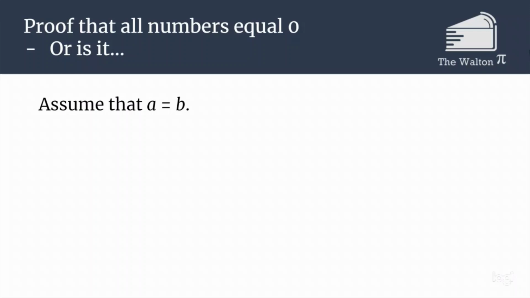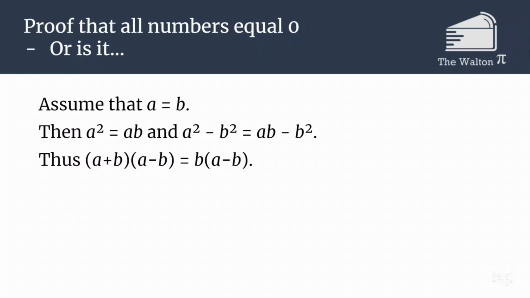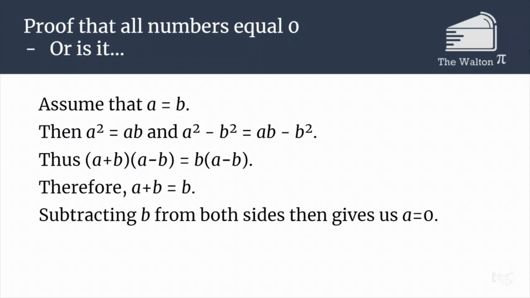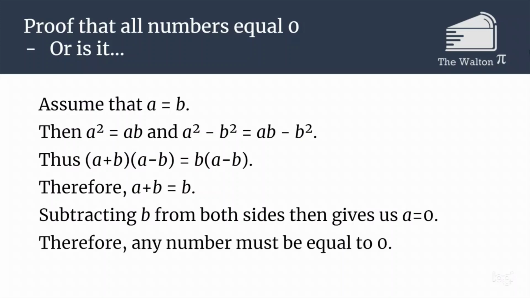So as a reminder, we started by assuming that a equals b, then multiplied both sides by a to get a squared equals ab. Subtracting b squared from both sides gives us a squared minus b squared is equal to ab minus b squared. So (a plus b) times (a minus b) is equal to b times (a minus b). We then divided both sides by a minus b and got a plus b equals b, which when we subtract b from both sides gives us a equals 0, which would tell us that if our proof was valid, every number must be equal to 0.